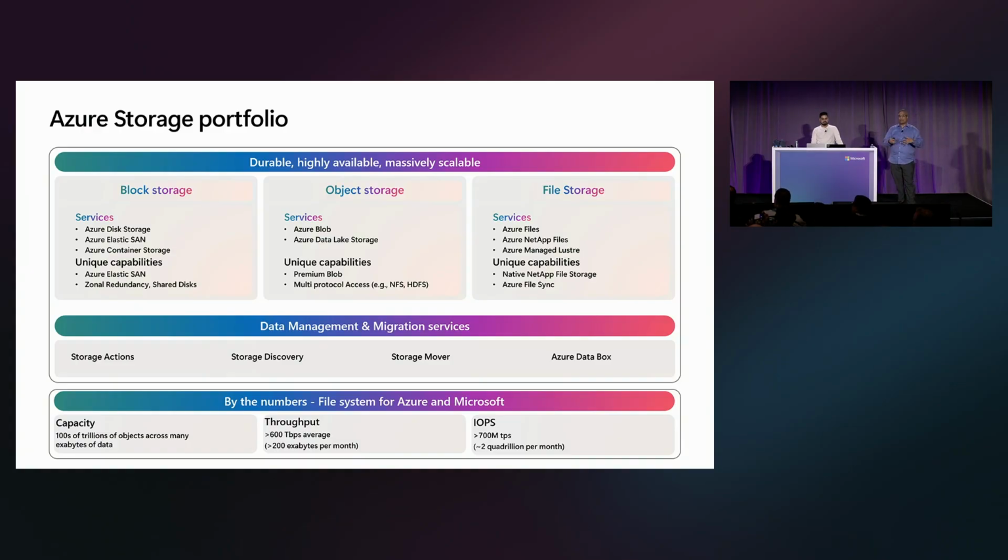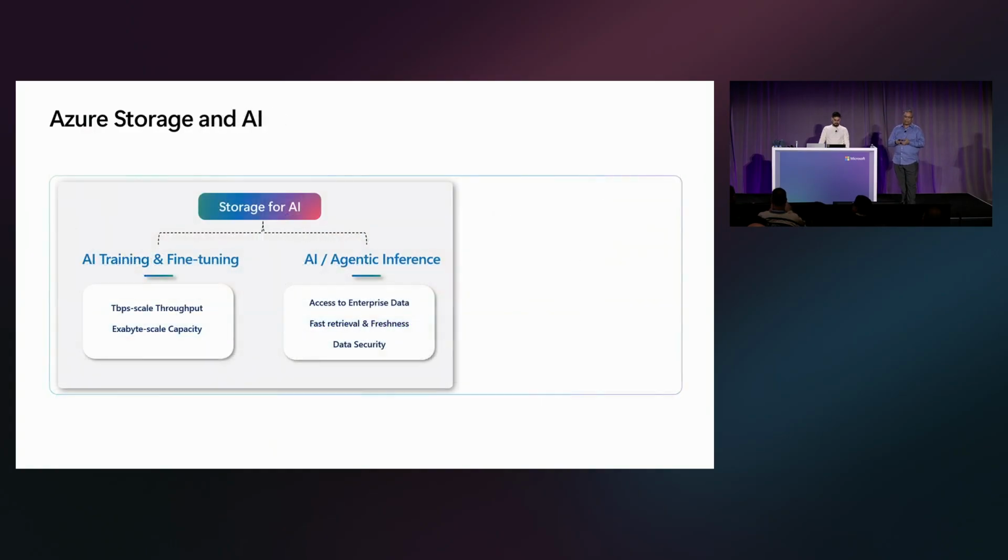This is a massive service that continues to grow over time, hundreds of trillions of objects. Over 200 exabytes of data read and written each month, and over 700 million transactions a second. That's kind of a mind-boggling number. It's so large that as developers and engineers, we can't even start to fathom that across the regions that we run.